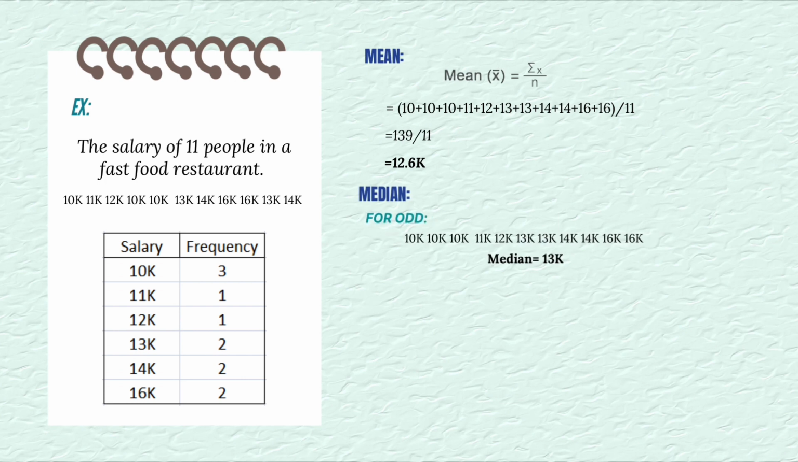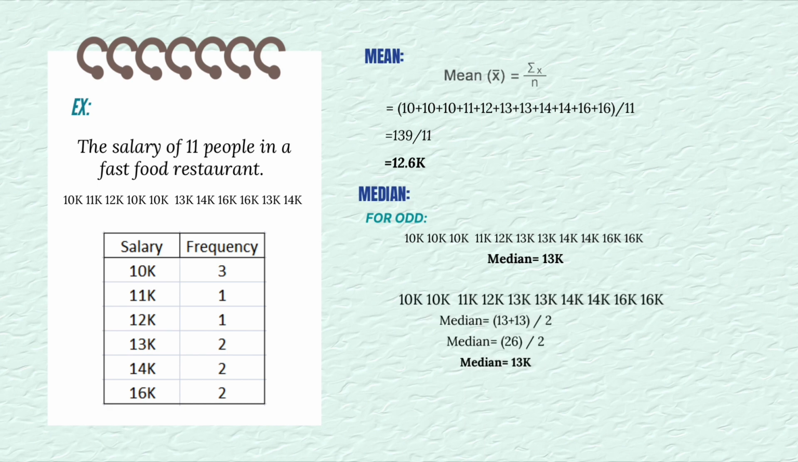For the median, we have to arrange the data first in ascending or descending order depending on your preference. In a distribution with an odd number of data, like the example given, the median value is simply the middle value of the data set. Therefore, for our example, we have 13K as our median.